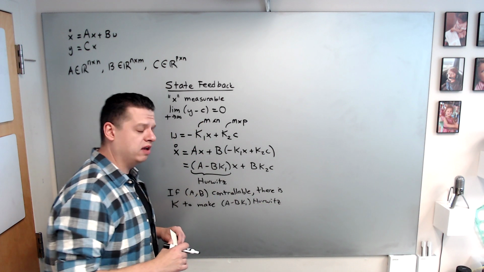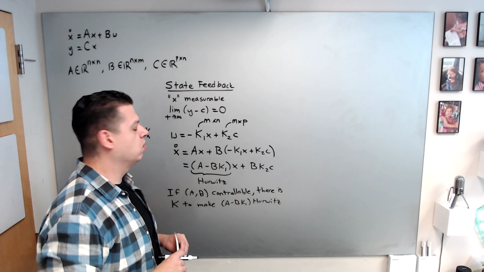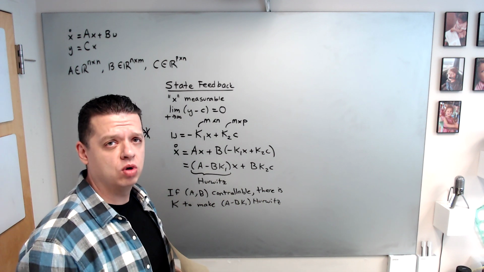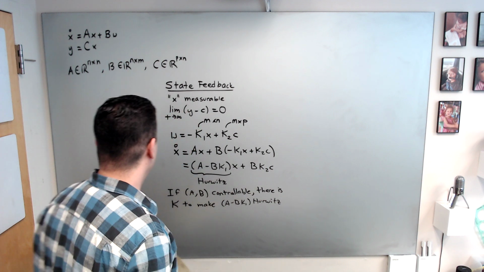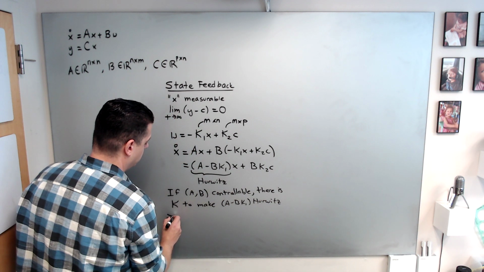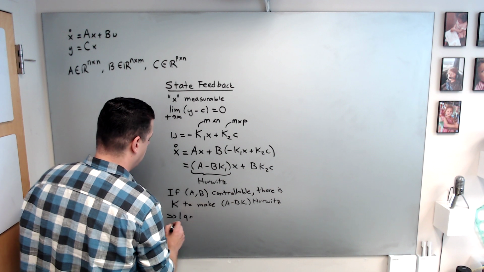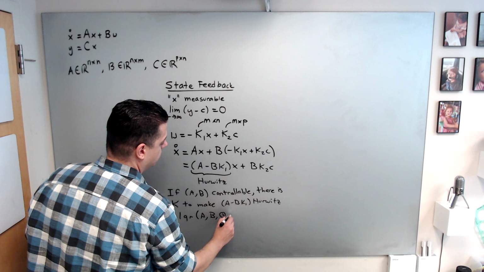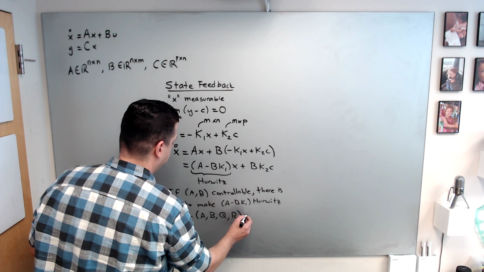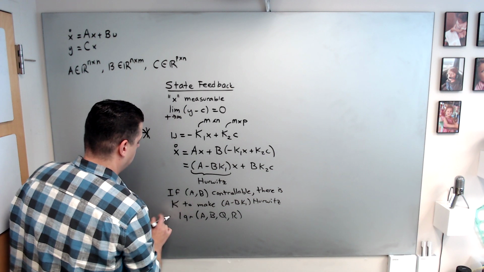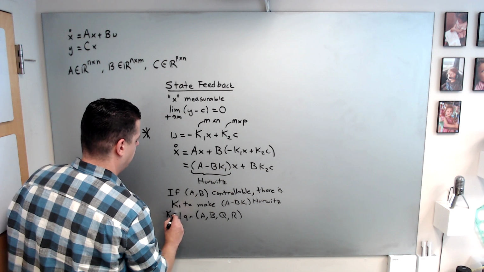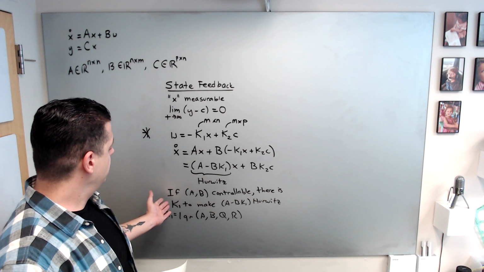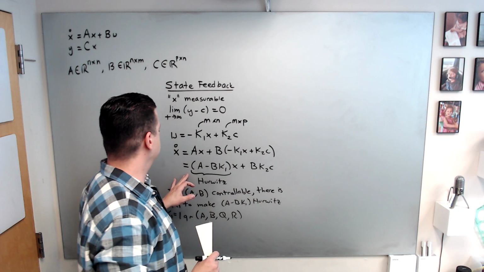So you should first check whether A, B is controllable, and then you can use the pole placement approach or the linear quadratic regulator, LQR approach. In MATLAB, for example, you can simply write lqr(A, B, Q, R). It will give you your K1 matrix. Alright, so with this, you are going to make this Hurwitz.